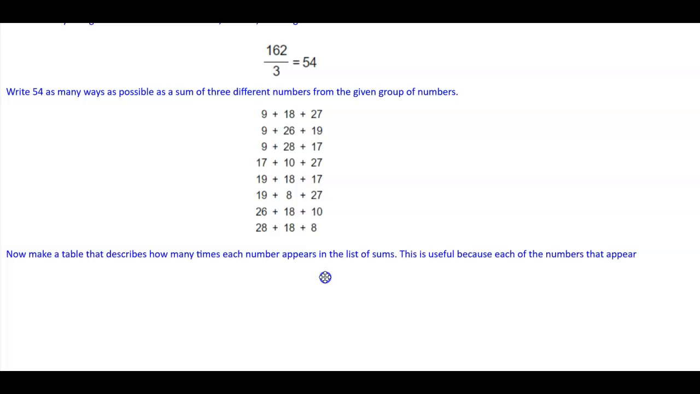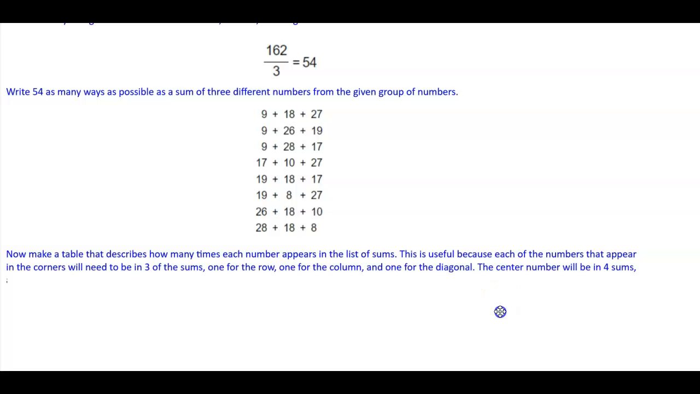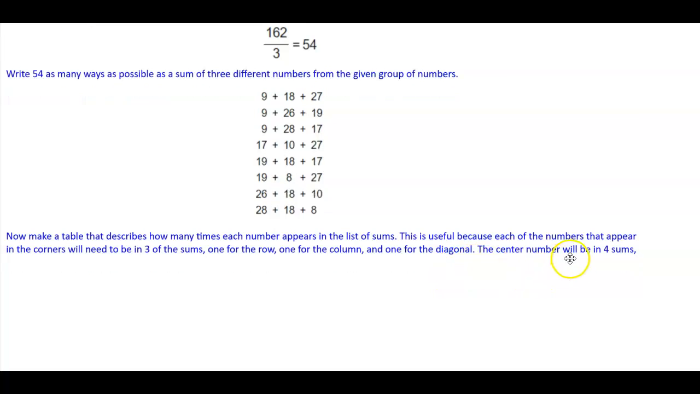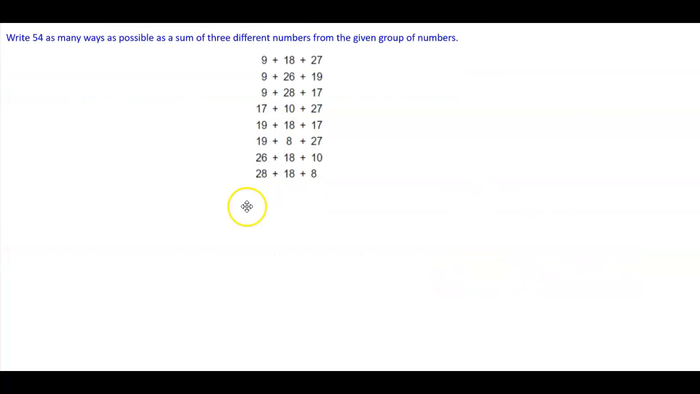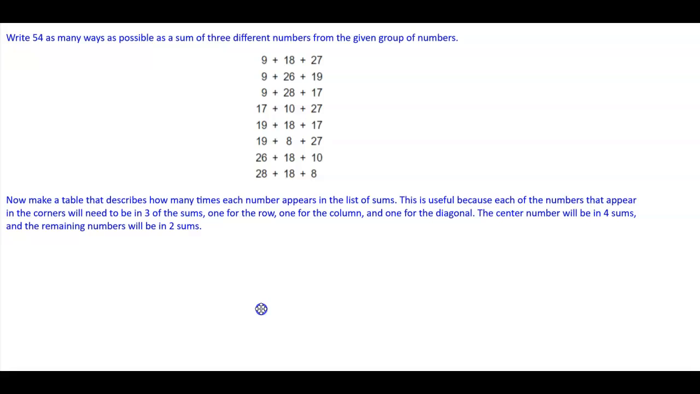Now, we're going to make a table that describes how many times each number appears in the list of sums. This is useful because each of the numbers that appear in the corners will need to be in 3 of the sums: 1 for the row, 1 for the column, and 1 for the diagonal. And the center number will be in 4 sums. And the remaining numbers will be in 2 sums. So let's take a look at that.